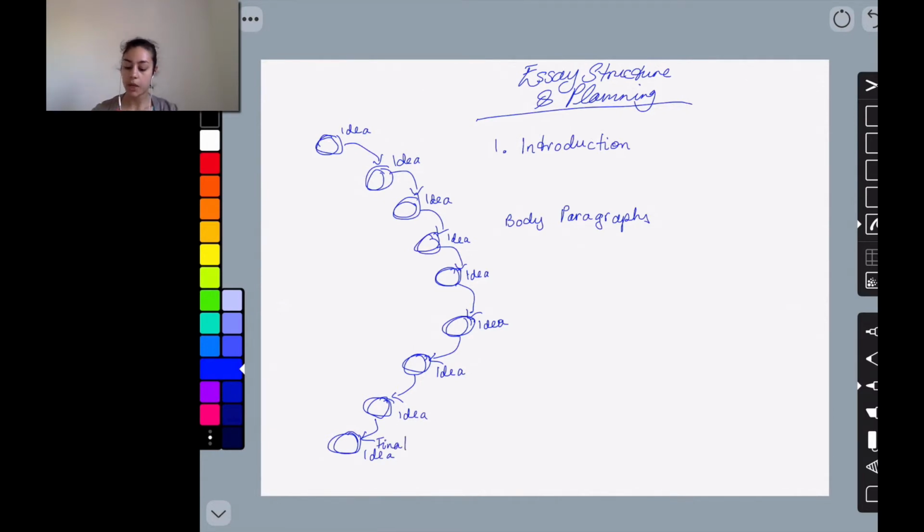Now, as I mentioned, in an essay we have introduction, we have body paragraphs, and we have our conclusion. This is the basic structure of an essay. If you wrote a very short essay, you would need a minimum of 3 paragraphs. Minimum. For a 1,000-word essay, actually, I would expect more like 5 to 7. So I'm going to rub that out.